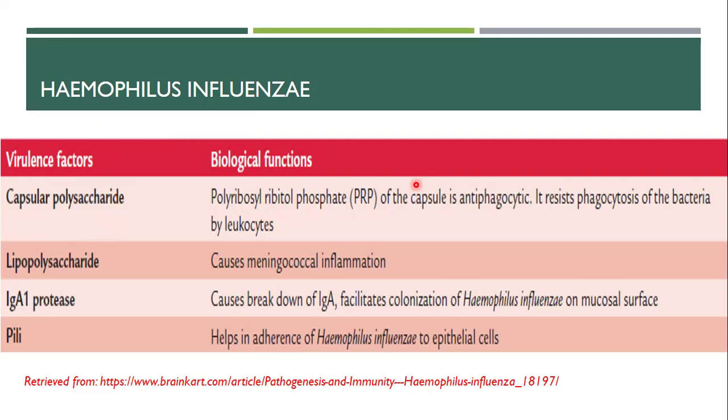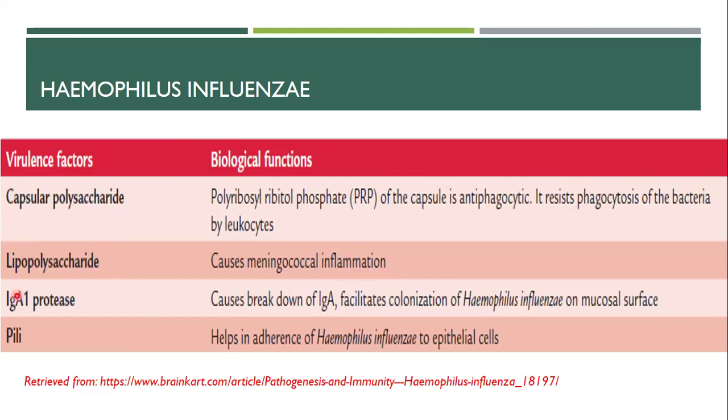It acts as a shield protecting your microorganism from the actions of your phagocytes. Thus, it's anti-phagocytic and it helps the bacteria resist phagocytosis. Another virulence factor is your lipopolysaccharides. Remember, your LPS are situated in the outer membrane. Thus, it may serve as an endotoxin, causing inflammation, not triggering inflammation.